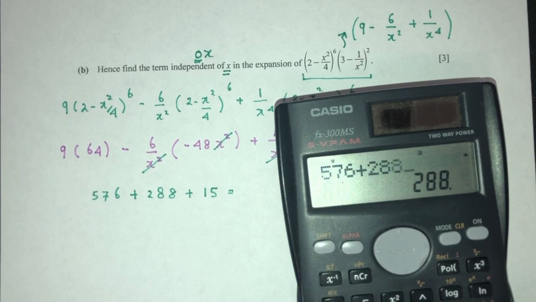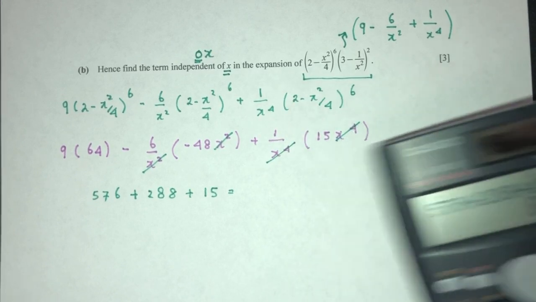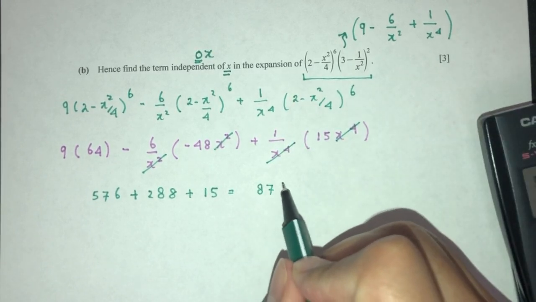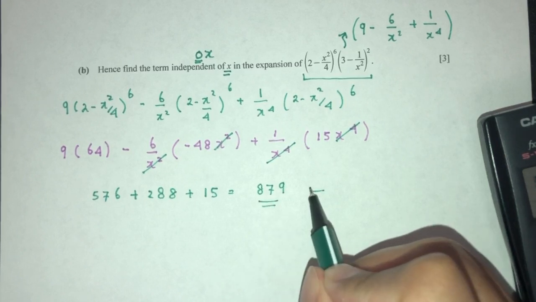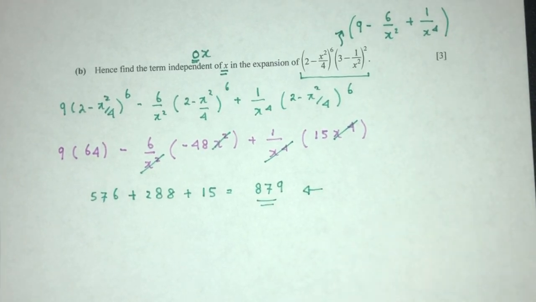576 plus 288 plus 15. That will be 879 will be your answer for the term with no x. Okay, that will be your question number 4.